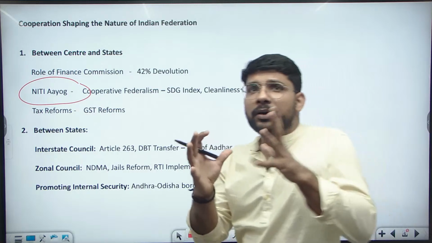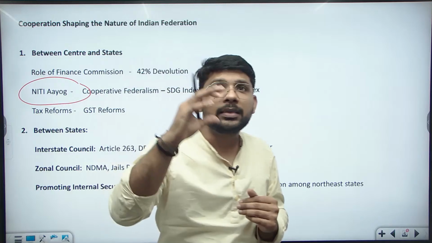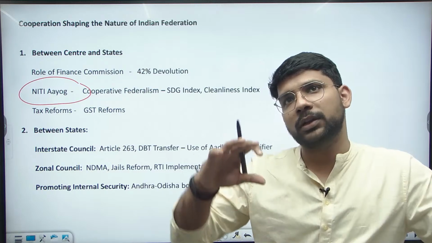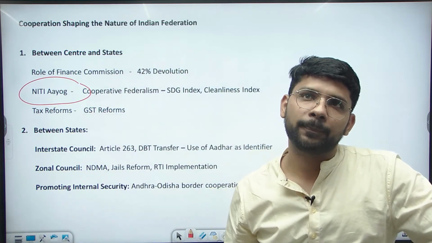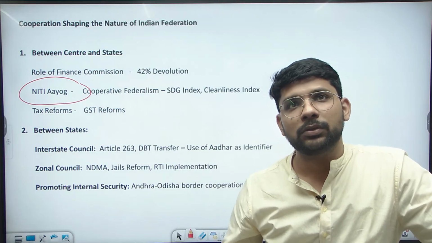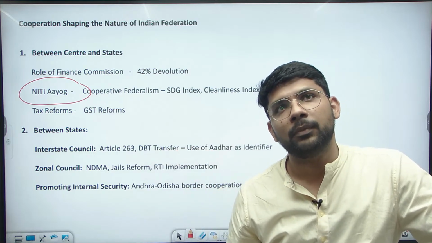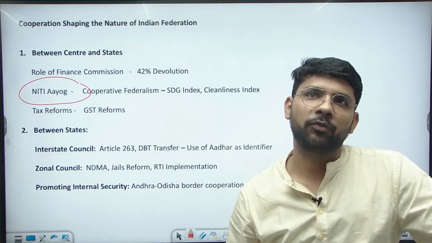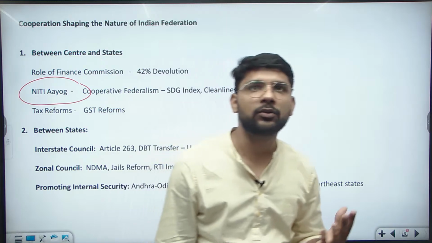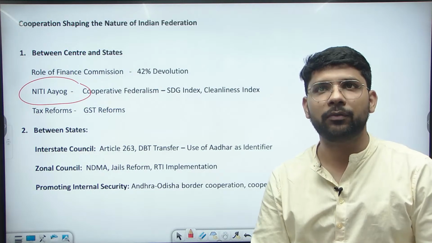Then promoting internal security, the border management between Andhra Pradesh and Odisha, solving their border dispute on their own. The border dispute in the northeast states is solved on its own, with the interference of the center also in some cases. So these things you can write, how they are shaping the nature of the Indian Federation. So you need to write this in the first heading, the cooperation shaping the nature of the Indian Federation. I hope this is clear to everyone.